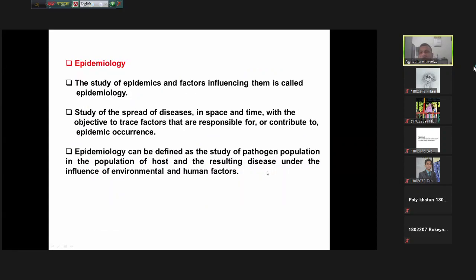Now, another term, epidemiology. The study of epidemics and factor influencing them is called epidemiology. Now, you see the difference between these two terms, epidemic and epidemiology. Study of epidemics is called epidemiology. The epidemics and factor influencing them is called epidemiology.